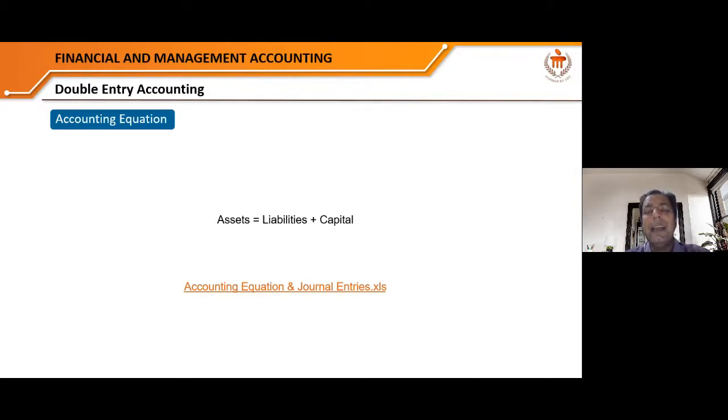So we say that every asset in a business has either come through the capital, which was the money invested by the owners, or it has come up through liabilities. So that's something we need to be very clear with. Now, let's go to the practical example to understand this, and let's be very clear.